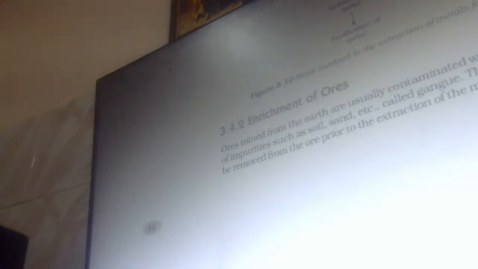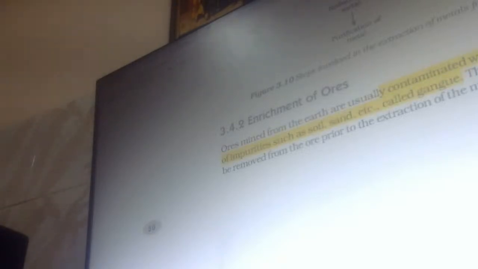Metals of low reactivity, medium reactivity, high reactivity: different techniques can be used for obtaining them. Several steps are involved in the extraction of pure metal. So, a summary of these steps. Okay. Enrichment. What do you mean by enrichment? What is enrichment? Oh, is this that gangue? Yeah, it's gangue. Ores mined from the earth are contaminated with large amounts of impurities.